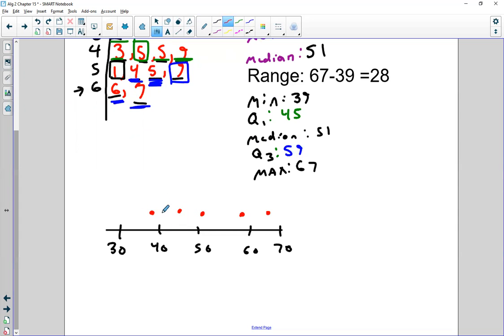The pattern it goes is a straight line, then a box, then another box, then a straight line. This is your box and whisker plot. Remember, each piece is 25% of your data. So that means this piece is 25%, this piece is 25%, this piece is 25%, this piece is 25%. Done.